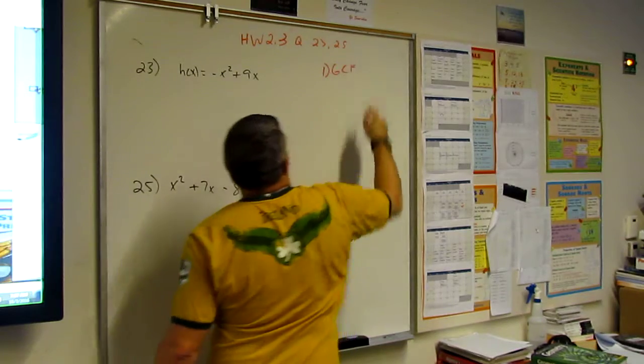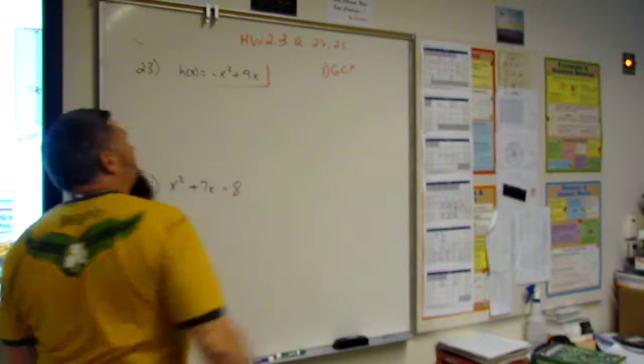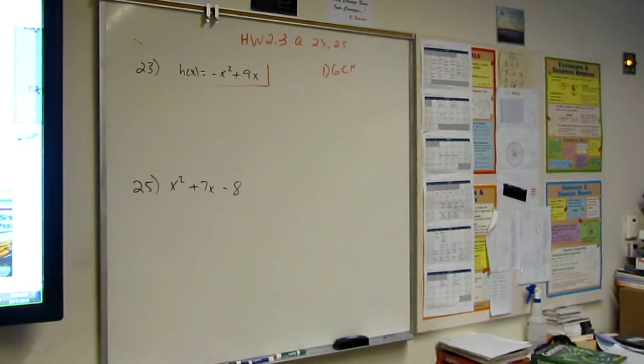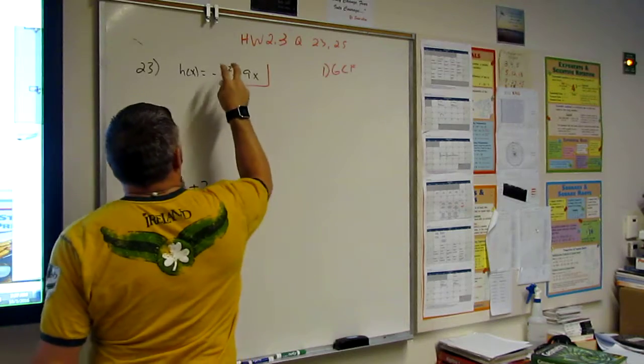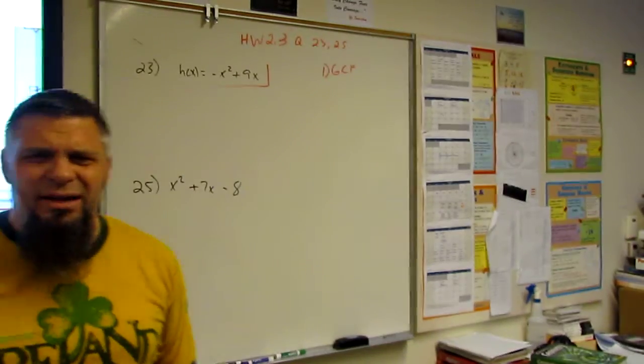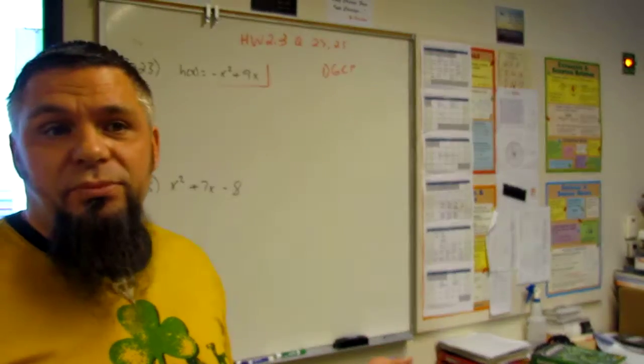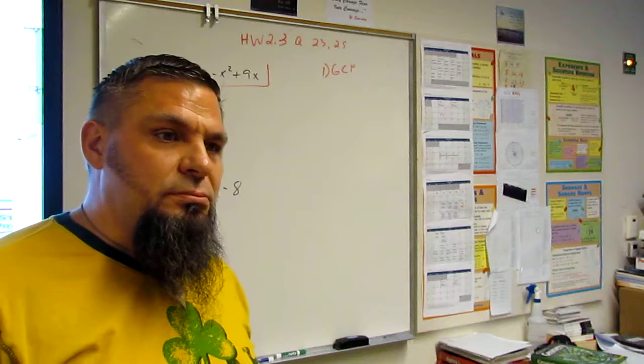GCF. So is there anything in common with these? And the way I like to look at that is upside down division. Can I pull anything out? Is there anything? So in this case, it's -1 and 9. You're like, yeah, I can't pull out a -1. I mean, that's just 1, right? I could pull out a -1, right? That would be common. Okay.